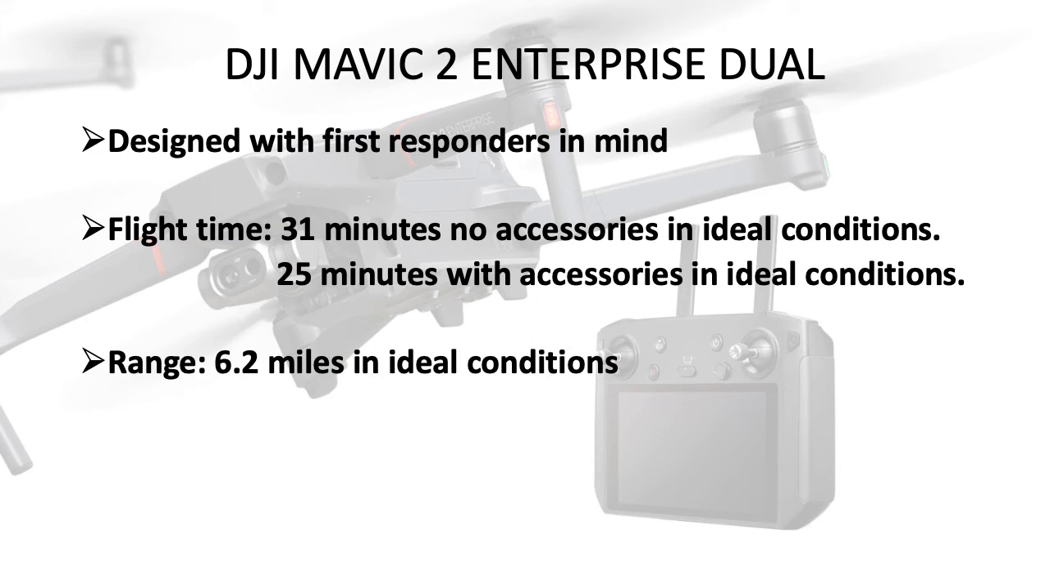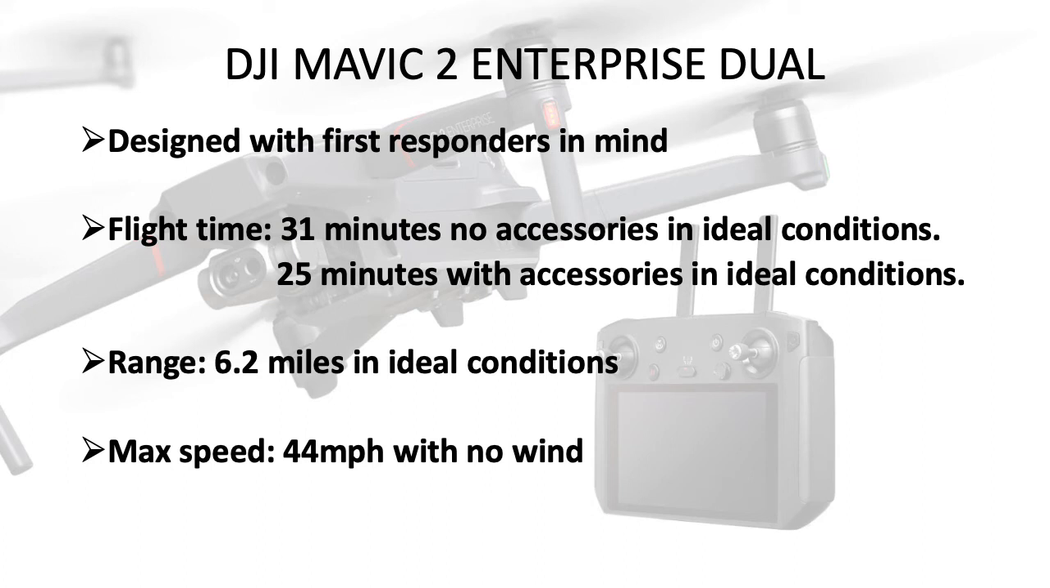Range is going to be 6.2 miles in ideal conditions. I want to remind everyone that we also have to fly in visual line of sight. So we want to keep that in mind. We want to make sure that we can see the drone while it's flying. Max speed is going to be 44 miles per hour with no wind. This might increase if we're flying with the wind, and it might decrease if we're flying against the wind. The Mavic 2 Enterprise also features onboard storage, so it can save videos and pictures to the actual drone. It has an SD card to extend that memory as well.